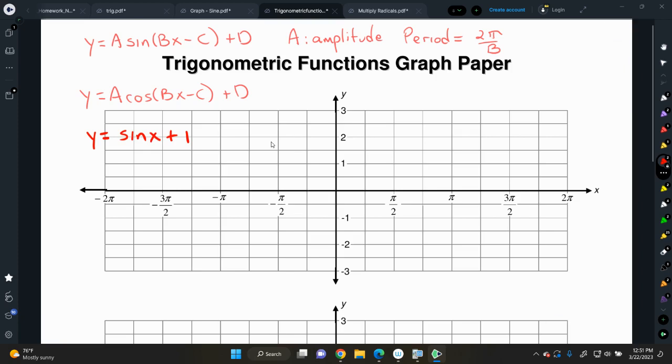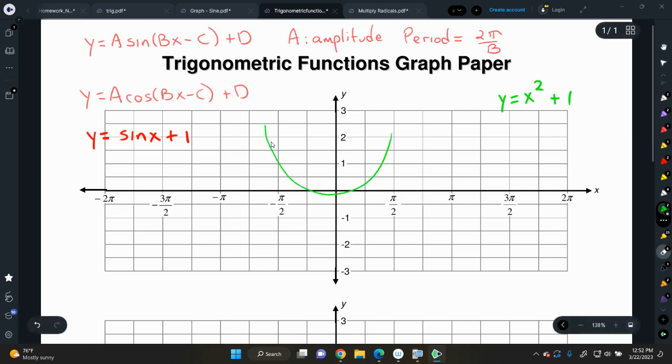Now, if I gave you an equation y equals x squared plus 1, how would that graph relate to the base function y equals x squared? How would that translate? We know y equals x squared is just a parabola, right? So what would y equals x squared plus 1 look like? Shift up 1. Well, it's the exact same thing. We're going to shift our sine curve up 1.